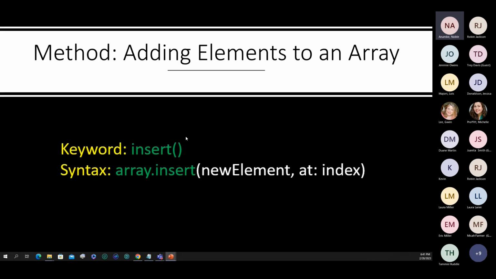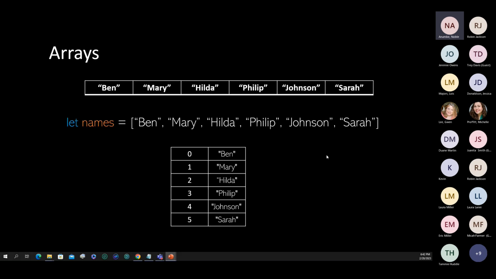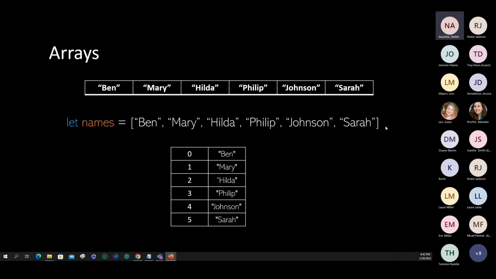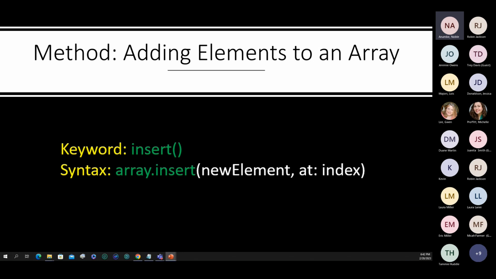And I'd like you to see what insert does now. Array.insert, then I open and close my brackets, and assume this is the new element I want to insert, because all it does is add elements to an array. In other words, I have these elements 2, 4, 6, 8, 10, 12, 14, 16. What if I want to add 18? How do I do it? All I need to do is use insert to insert that new element.